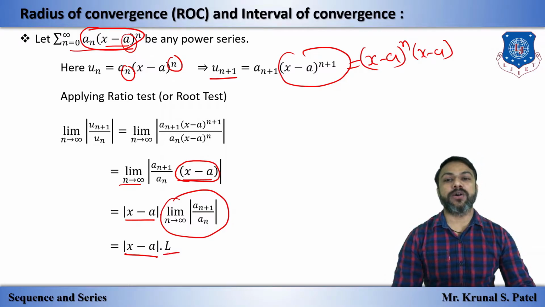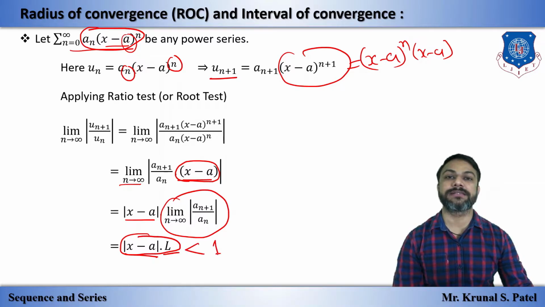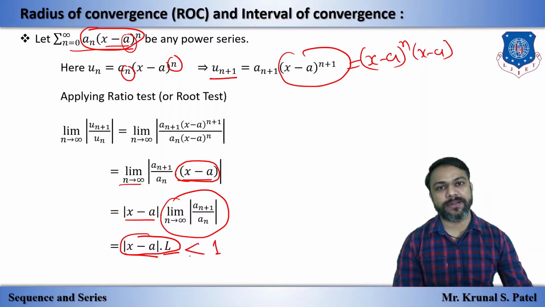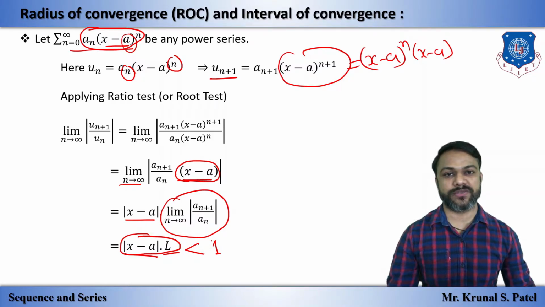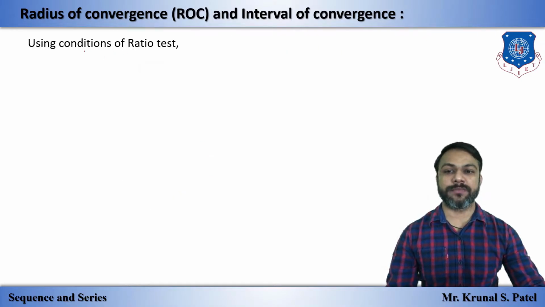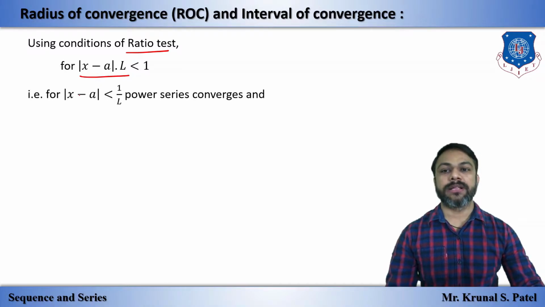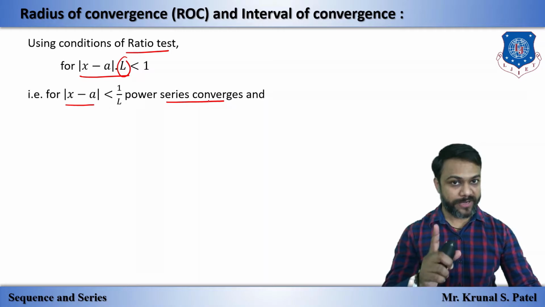Now, as we know from the ratio test, if this entire term is less than 1, then it is convergent; greater than 1, it is divergent; equal to 1, then the ratio test fails and we will apply different tests. So by the ratio test, this is less than 1, that means, taking L to the right hand side, mod x minus a is less than 1 by L, then the power series is convergent. Number 1.